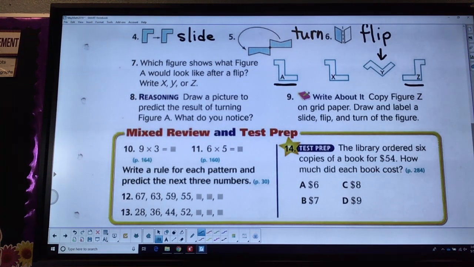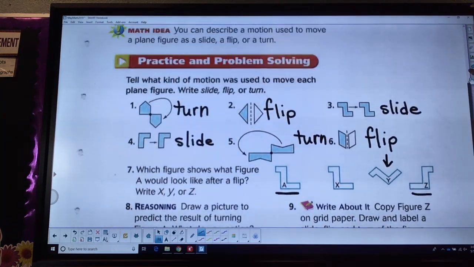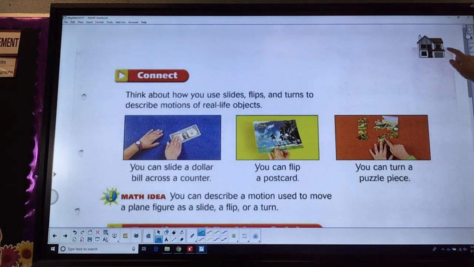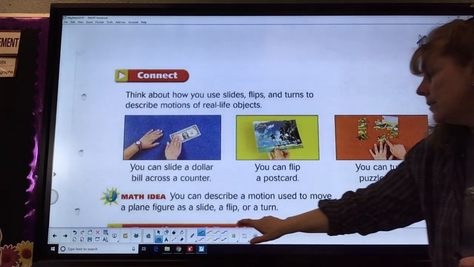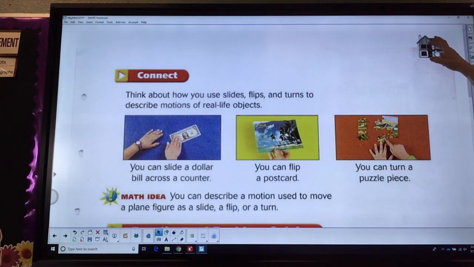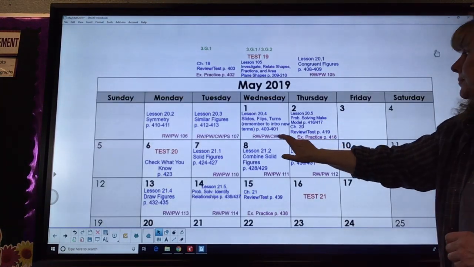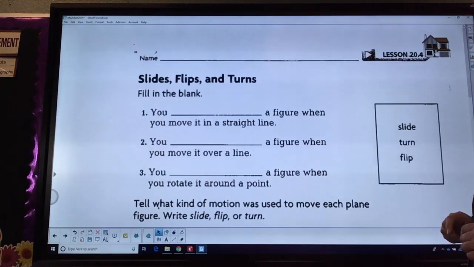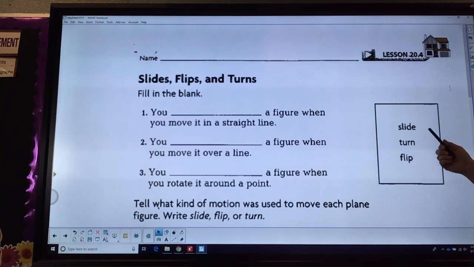Okay, well, let's go ahead and take a look at your homework. So I'm going to take us back up to the top here. We've got to move to the arrow so we can go back. Okay, this first part just talks about the vocabulary. Also remember a slide is a translation, a turn is a rotation, and a flip is a reflection.